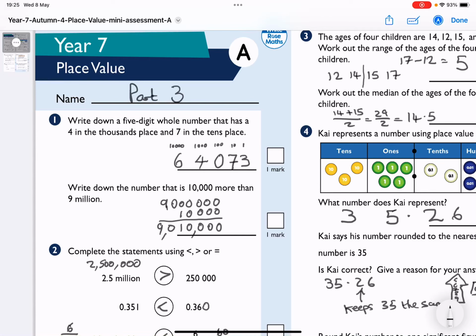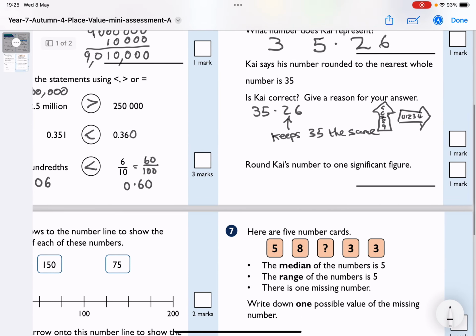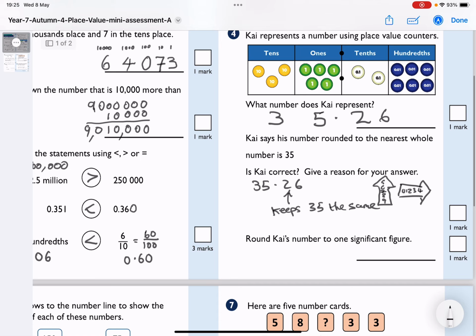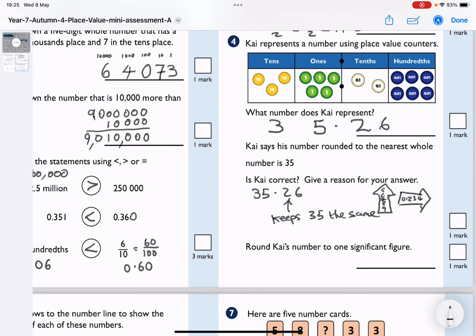Okay, next day revision for Year 7 is place value part 3. In fact, I missed the last part of the last question. The last question was all about these numbers, and we had 35.26. It says round this number to one significant figure.